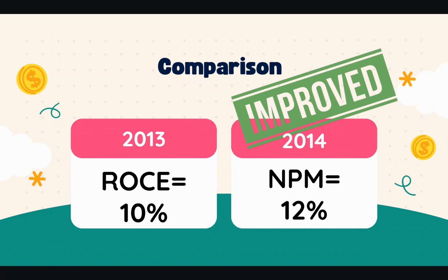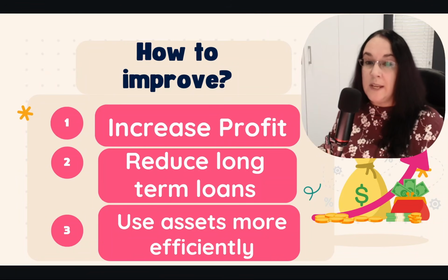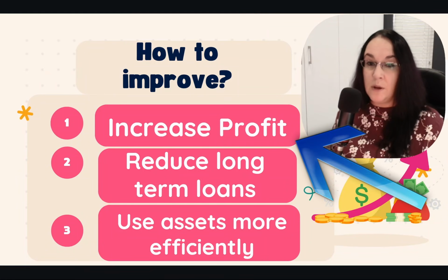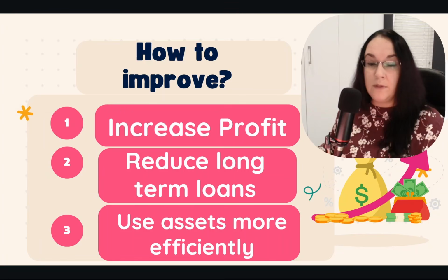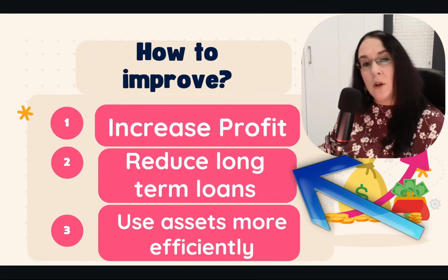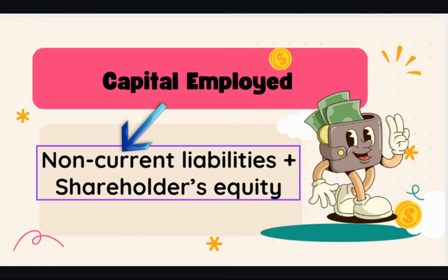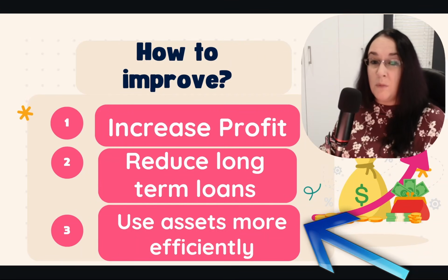Comparison time. Now in 2013, the ROCE was 10%. That was in that table. And it has improved in 2014 to 12%. So we are happy. So how could we improve it even further? Well, we could increase our profit, which will affect the operating profit part of the formula, or we could reduce our long-term loans, which will affect the non-current liability side of the formula, or we could use our assets more efficiently.